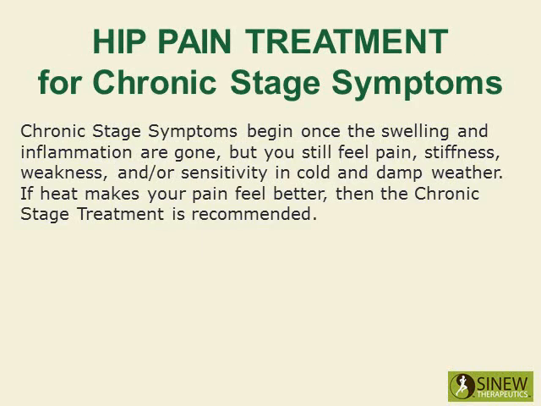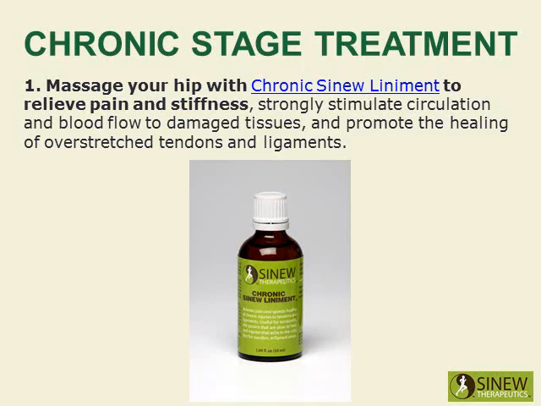Chronic stage symptoms begin once the swelling and inflammation are gone, but you still feel pain, stiffness, weakness, and/or sensitivity in cold and damp weather. If heat makes your pain feel better, then the chronic stage treatment is recommended. Massage your hip with chronic sinew liniment to relieve pain and stiffness, strongly stimulate circulation and blood flow to damaged tissues, and promote the healing of overstretched tendons and ligaments.